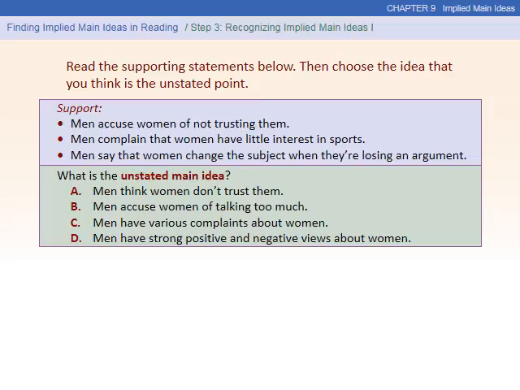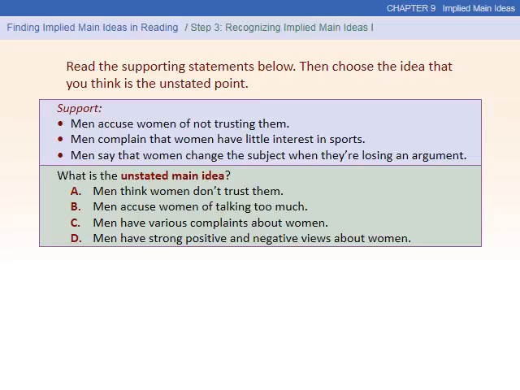So let's take a look at this list. Men accuse women of not trusting them. Men complain that women have little interest in sports. Men say that women change the subject when they're losing an argument. So here's our choices for the unstated main idea. Men think women don't trust them. Well, this one is too specific. It only covers the first one, right? The first one says women don't trust them, but the second one is about their interest in sports, and the third one is about changing the subject, so that doesn't work.